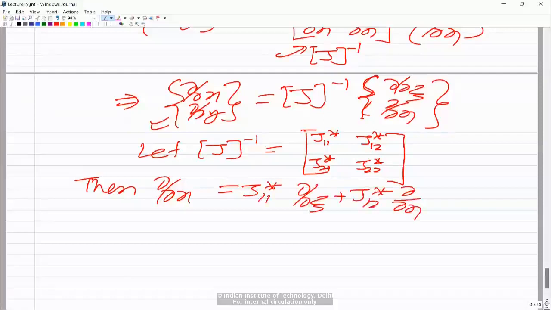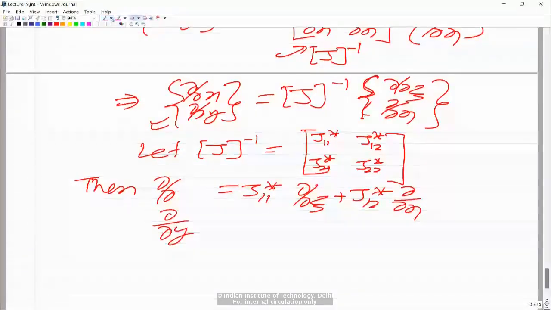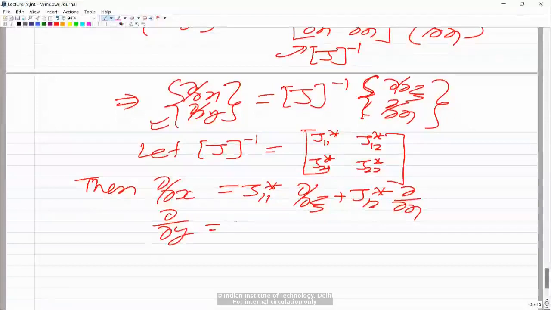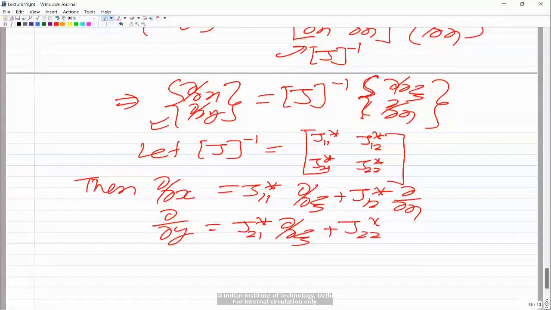And del by del y. Please note the difference between x and eta: this is x and this is eta. So del by del y would be the second row: J21 star into del by del xi plus J22 star into del by del eta.